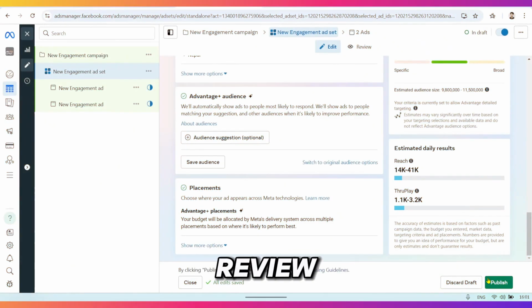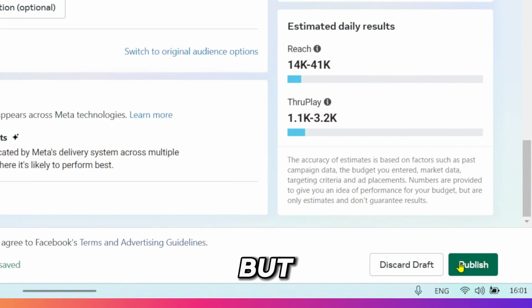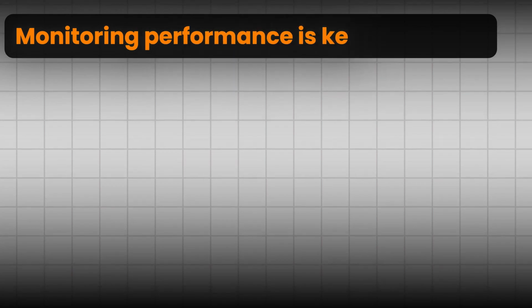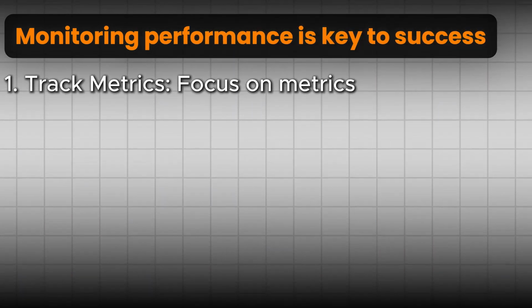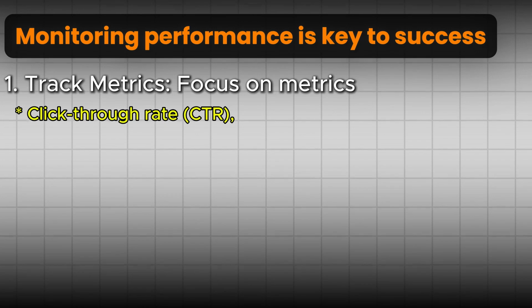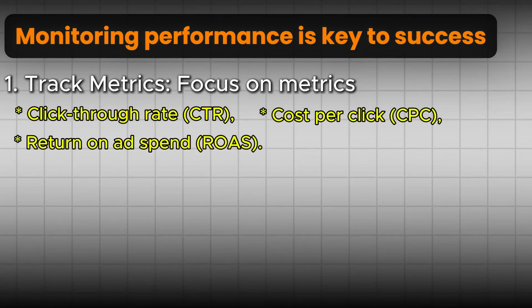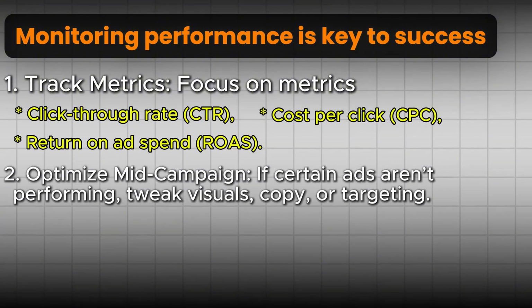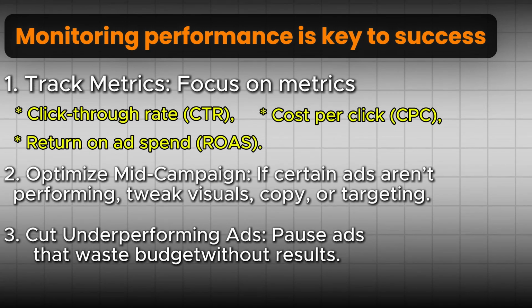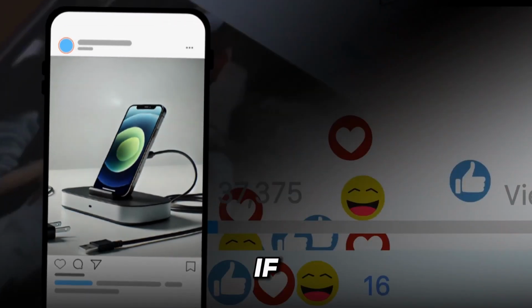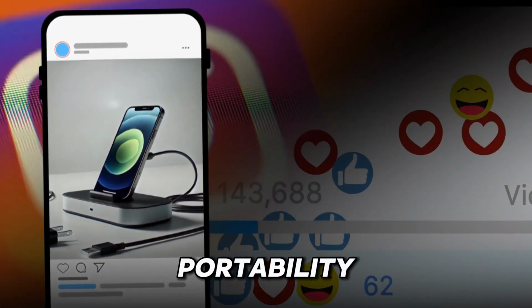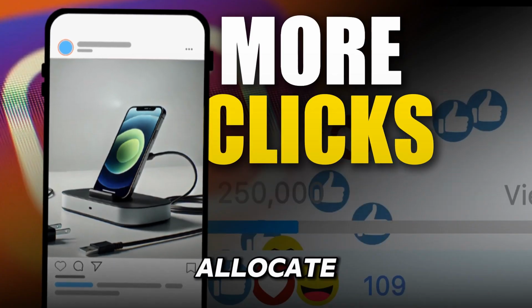Once everything is set, review your ad and hit publish. But your job doesn't end there. Monitoring performance is key to success. Track metrics. Focus on metrics like click-through rate (CTR), cost per click (CPC), and return on ad spend (ROAS). Optimize mid-campaign. If certain ads aren't performing, tweak visuals, copy, or targeting. Cut underperforming ads. Pause ads that waste budget without results. For example, if your video ad showcasing the dock's portability gets more clicks than a static image, allocate more budget to videos.